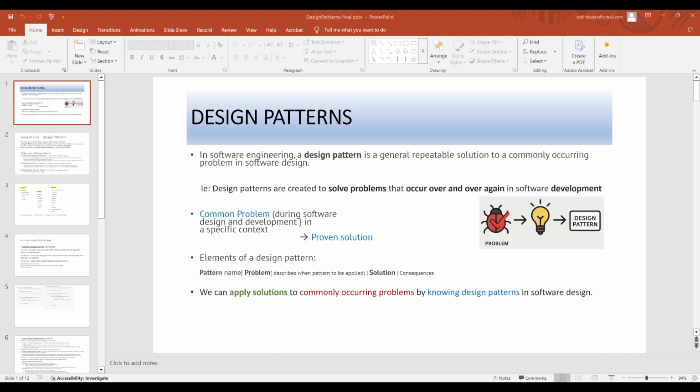You do not have to find a solution to a commonly occurring problem that people working on software systems already know about. We are not required to reinvent the wheel. Instead, use a proven solution to the particular problem, and that solution is called a design pattern. Let's say you're working on an application.